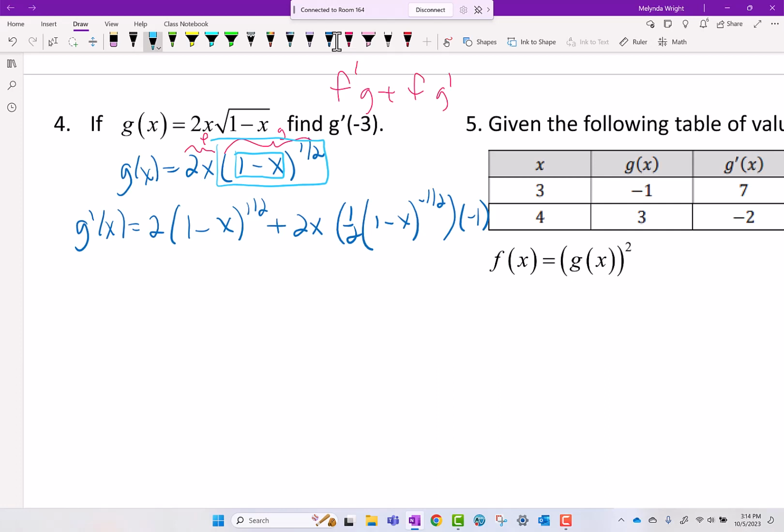And I really don't want to deal with the derivative in a big mess like this when I'm plugging in a number. That's just really confusing. So I'm going to rewrite the way it looks.